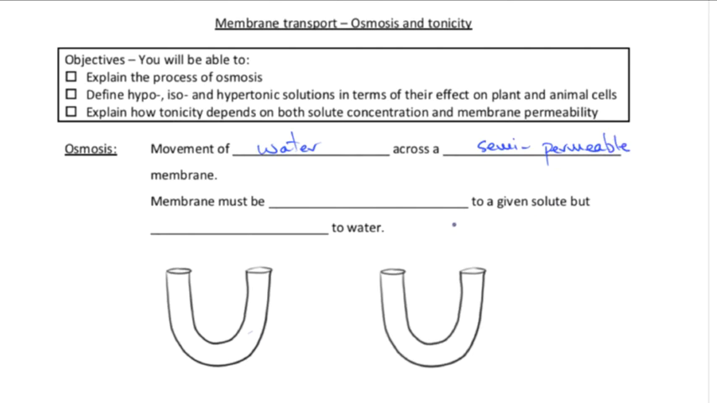They're often used interchangeably. Now, in order for osmosis to occur, the membrane must be impermeable to some given solute, meaning it doesn't let it through, but it must be permeable to water, meaning it lets water through, and we'll see why that is the case in order for osmosis to happen. Now, osmosis is often introduced with U diagrams like are seen here.